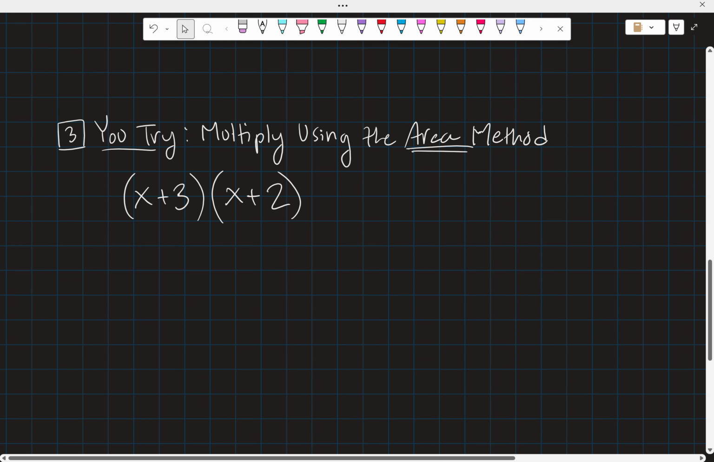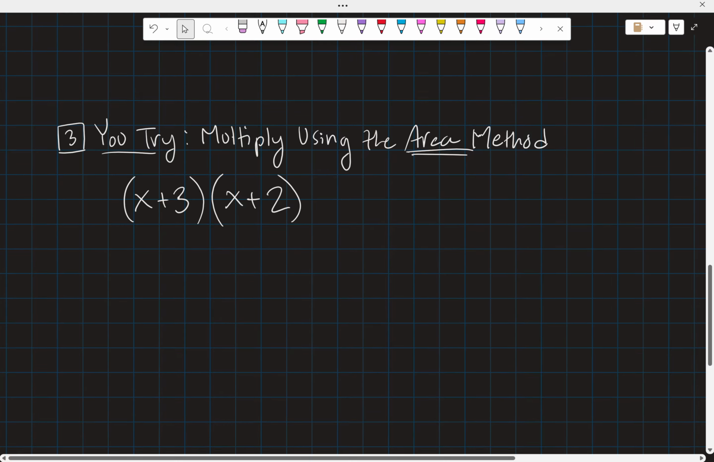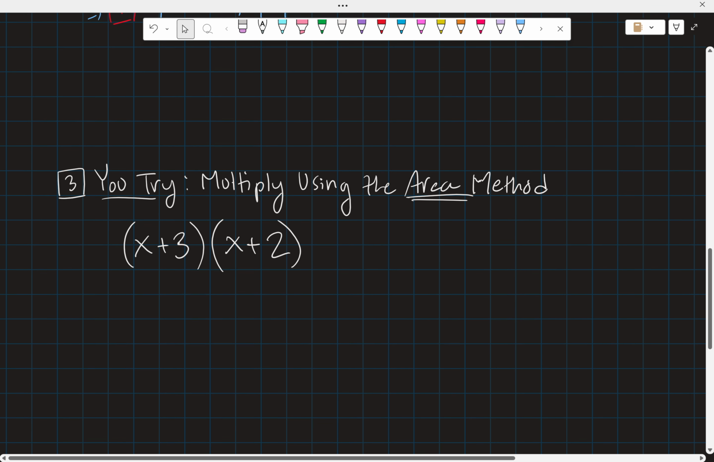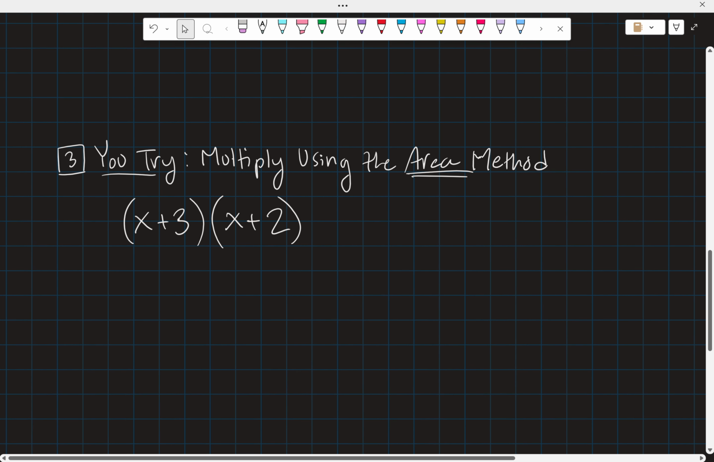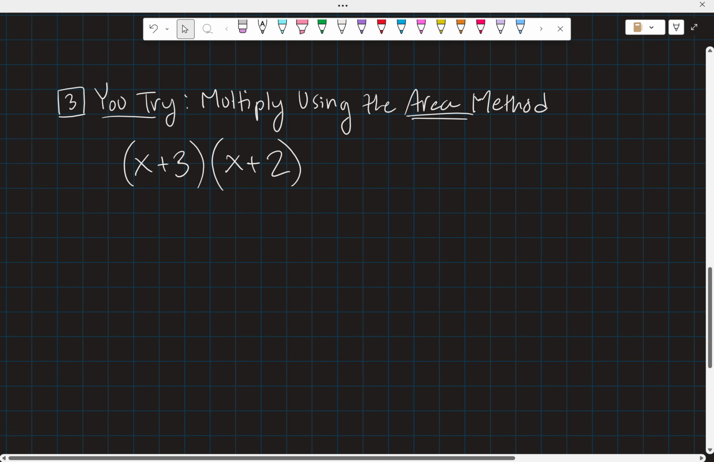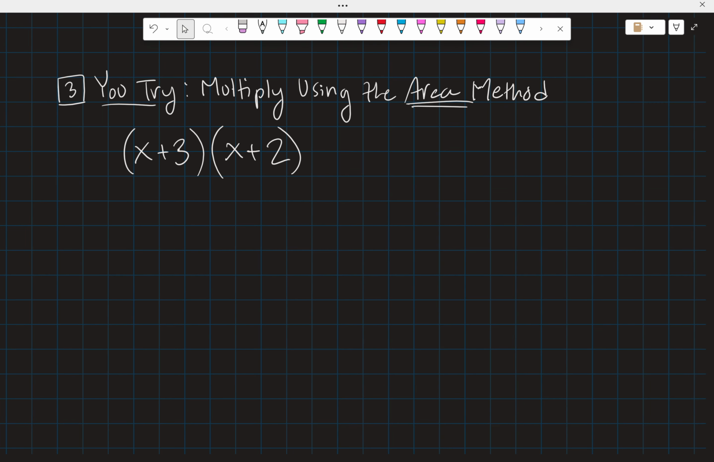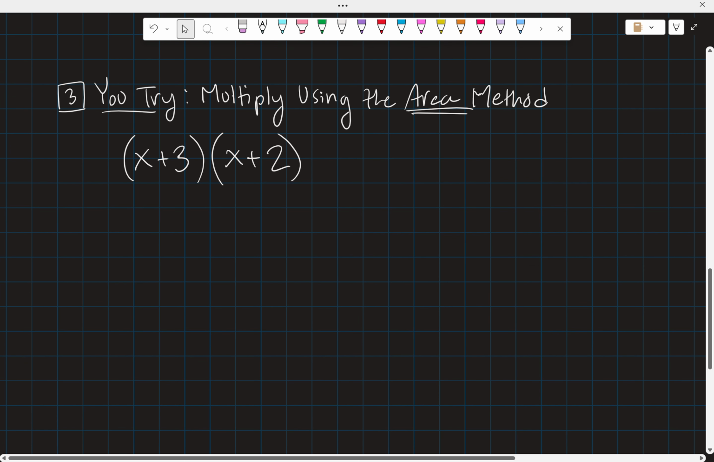All right, now we have a try example. Multiply the following expression using the area method. As you can see, this is slightly different; we're just working with different numbers. So we have x plus 3 times x plus 2. Up here we had x plus 2 times x plus 1, so we switched up the numbers a little bit. I want everybody to pause the video here for just a moment and try and solve this on your own, and then go ahead and answer that for me. All right, I'll give you a second to do that now.